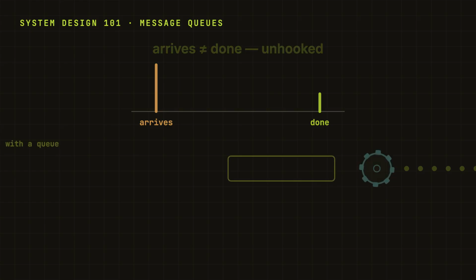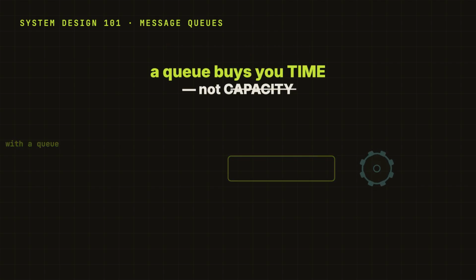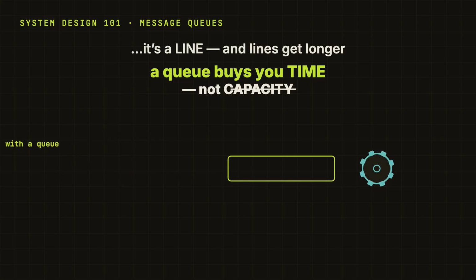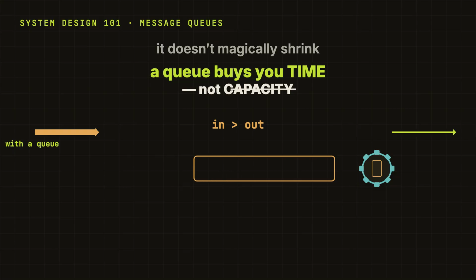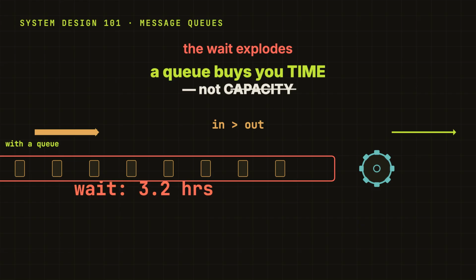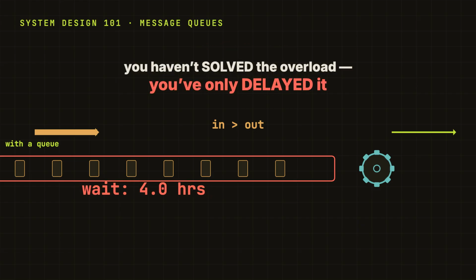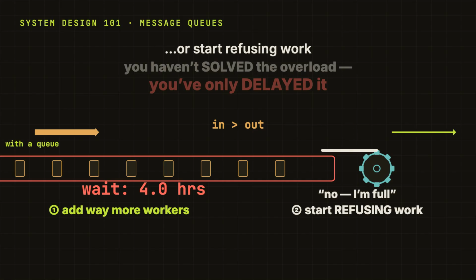But, and this is the honest catch, and it sets up the next video. A queue buys you time, not capacity. It is a shock absorber, not a bottomless bucket. Because if that flood does not stop, your work just keeps arriving faster than your workers can finish it. Then the line does not magically shrink, it just gets longer and longer. Jobs start waiting minutes, then hours. You have not solved the overload, you have just delayed it. And at that point, your only real options are add way more workers or at some point actually start refusing work. And knowing when to say no, I am full, that is a whole story of its own for the next time.